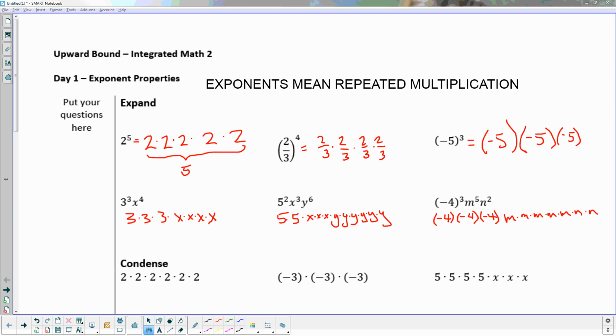Okay, hopefully you had a chance to do those. What we come up with is 3 times 3 times 3, x, 2 5s, 3 x's and 6 y's, 3 -4s, 5 m's and 2 n's.